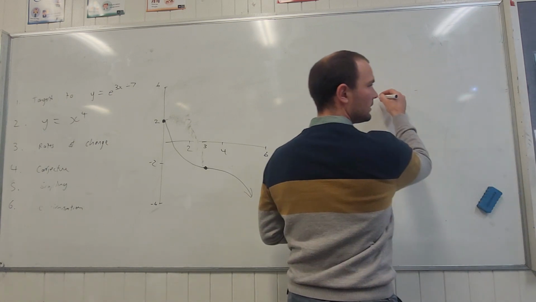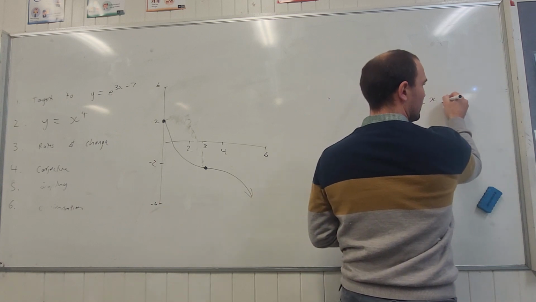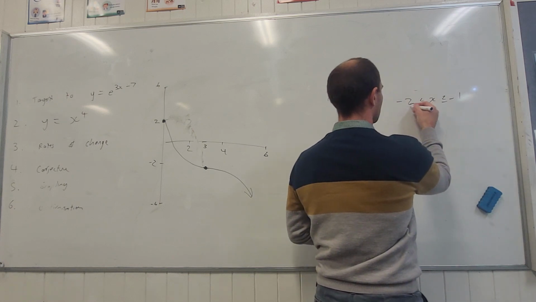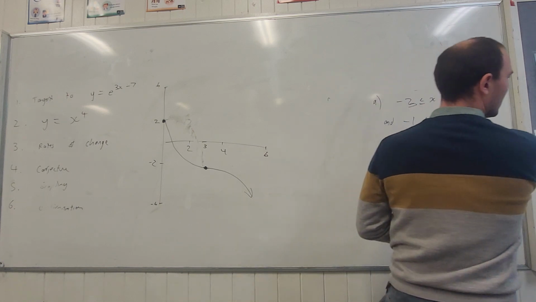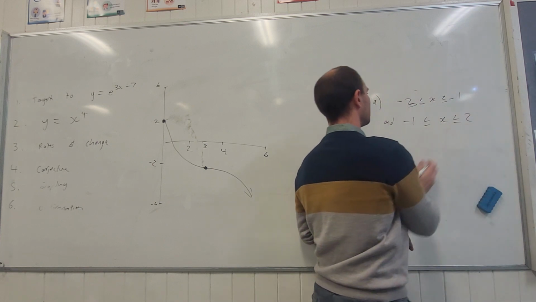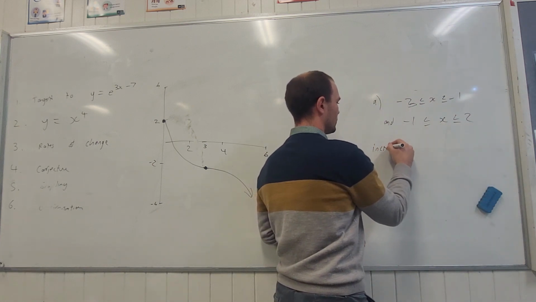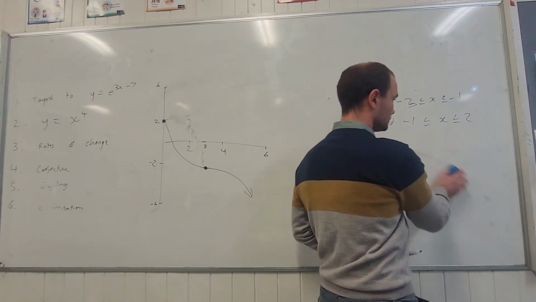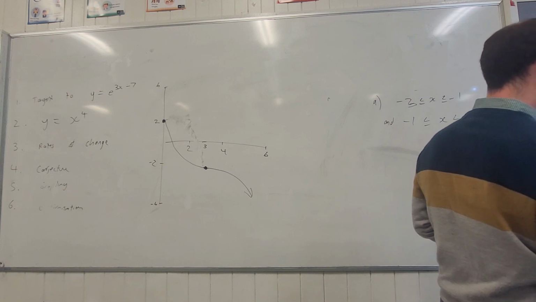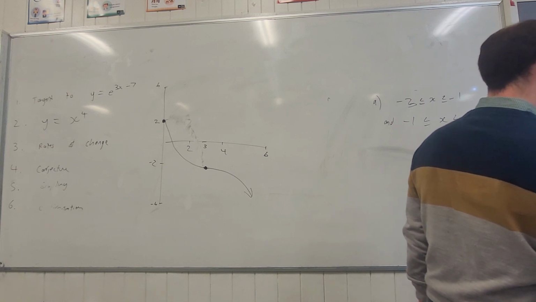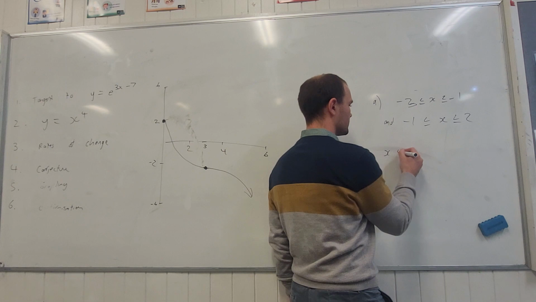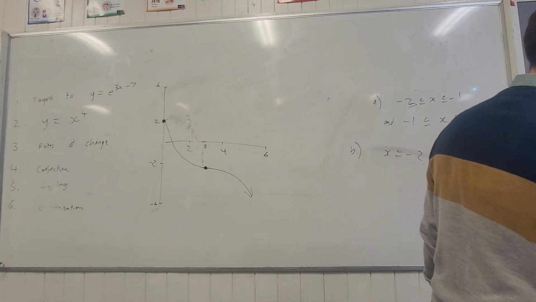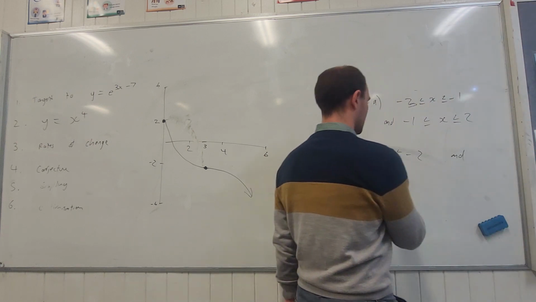So for part A, decreasing from -2 to -1, and -1 to positive, oh sorry, that's a 3. And -1 to 2. Increasing. It doesn't ask when it's increasing. Concave down for x is less than -2, and -1 is less than x less than 1.